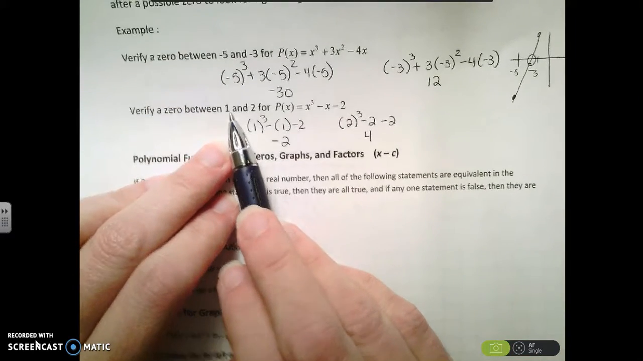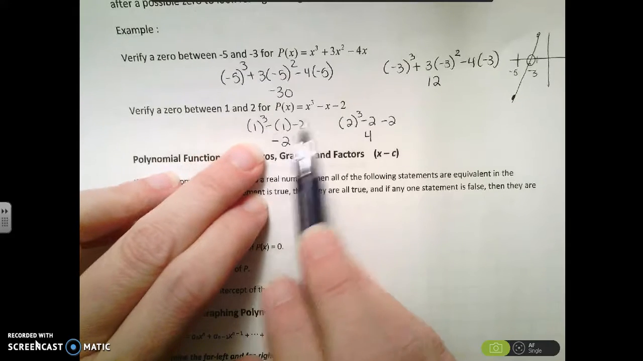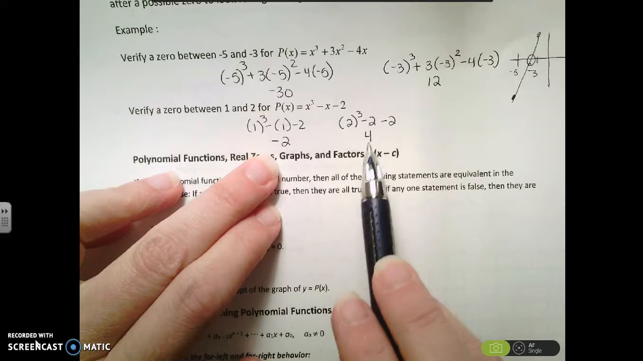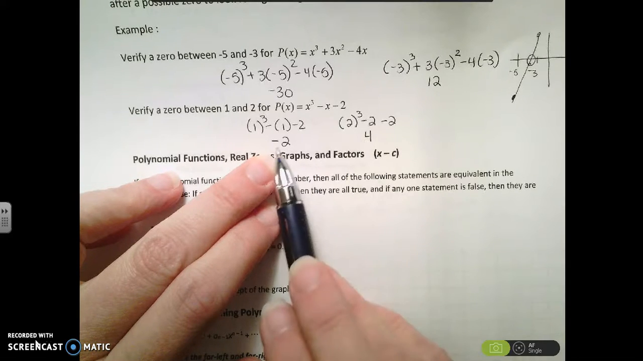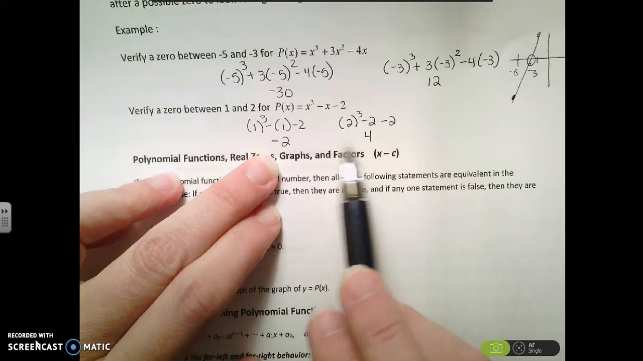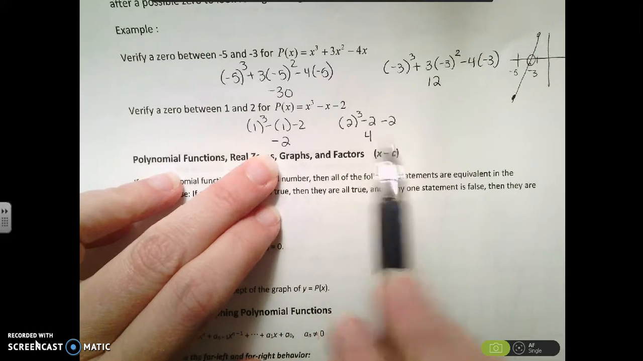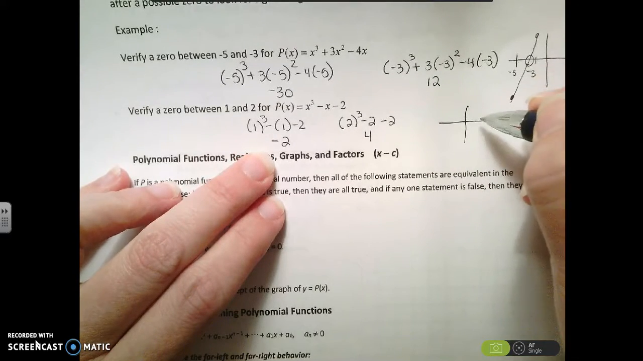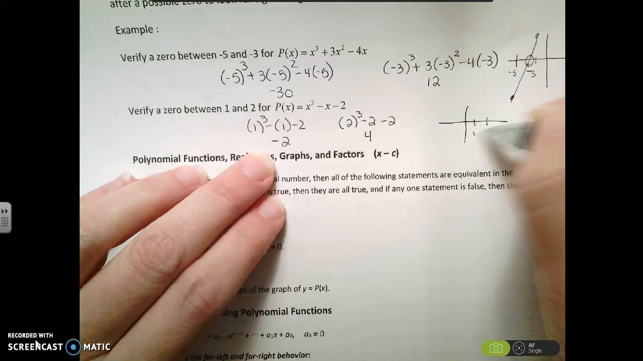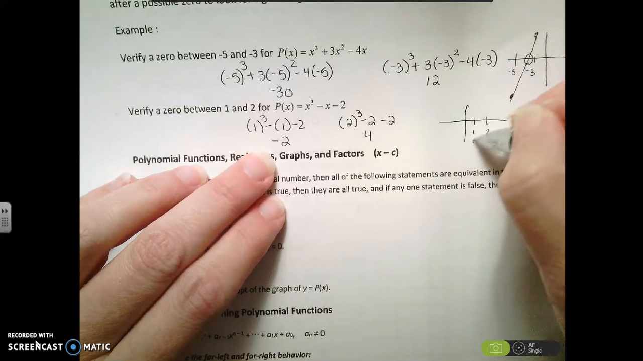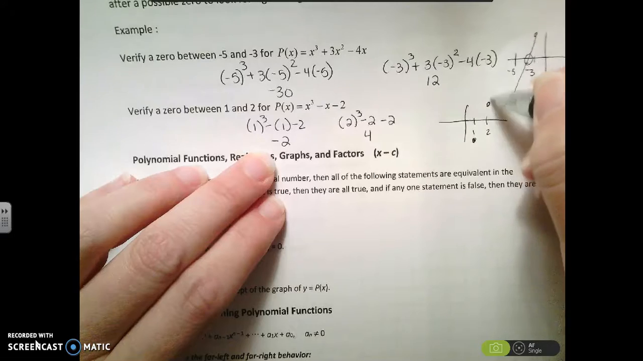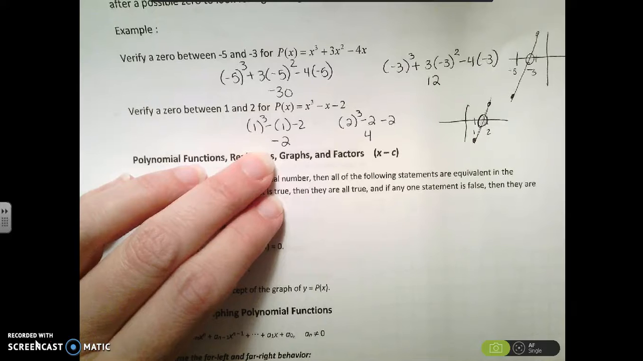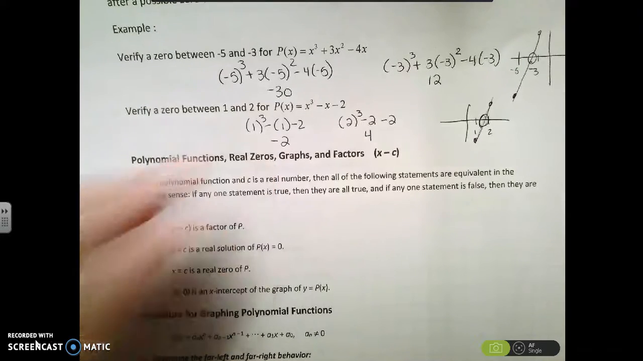So here we want to verify that there's a 0 between 1 and 2. So we put 1 in, and we get -2, and we put 2 in, and we get 4. So again, since the values of these two are opposite signs, that means that there is a 0 between 1 and 2, okay? So at 1 it's -2, and at 2 it's 4. So somewhere in here there's a 0. Again, we don't know what it is, but we know that there is a 0 there.